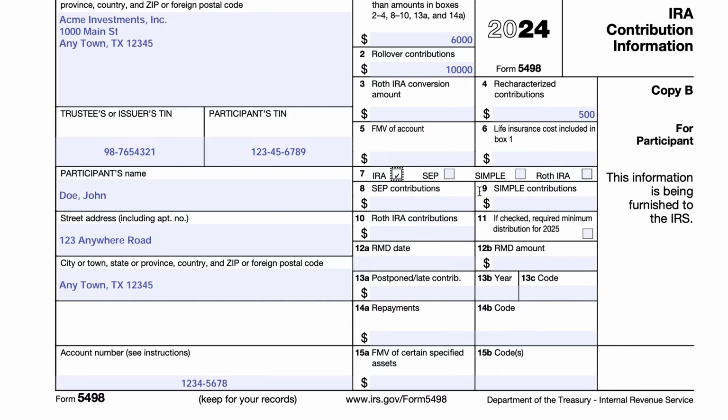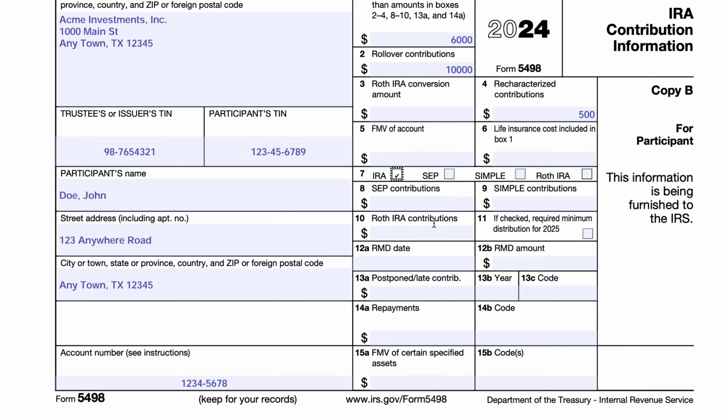So boxes 8 and 9 show any traditional or Roth, either SEP or simple contributions made during the tax year. So this would be made during the tax year. So in this case for 2024, it also would include any of those contributions that were made in 2024 for the 2023 tax year. However, if you made either a simple or a SEP contribution in the early part of 2025 for the 2024 tax year, it would not show up here.